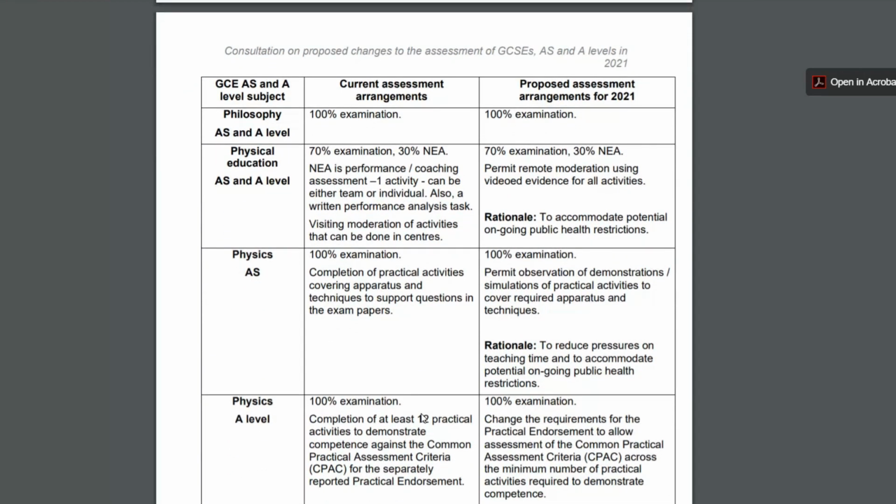For philosophy, AS and A level, it was 100% examination before. They're proposing it stays that.